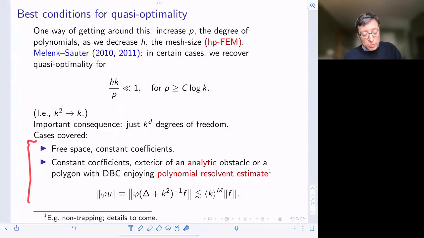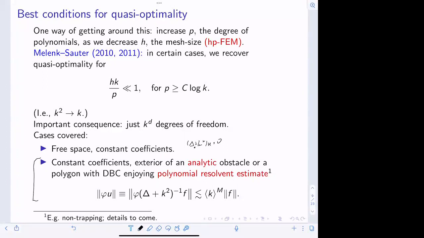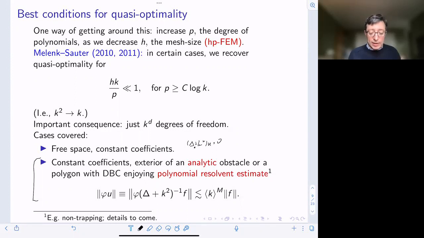So what cases were they able to cover? Melenk and Sauter were only able to show this in certain special geometric cases. One was just the simplest problem that you could solve by Fourier analysis in the first place, the actual Laplacian plus k squared u equals 0, where that's the flat Laplacian, the ordinary Laplacian. But then they could also deal with certain kinds of boundary problems. They could deal with the exterior of an analytic obstacle or an analytic polygon with a Dirichlet boundary condition. But the coefficients have to be constant. They still have to be constant coefficient.